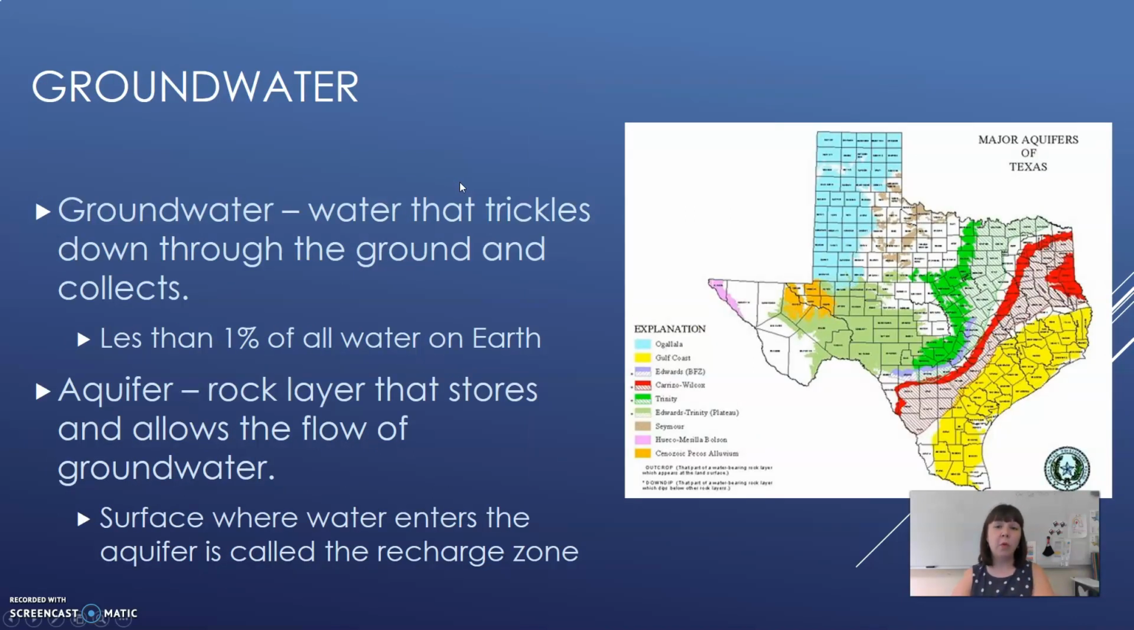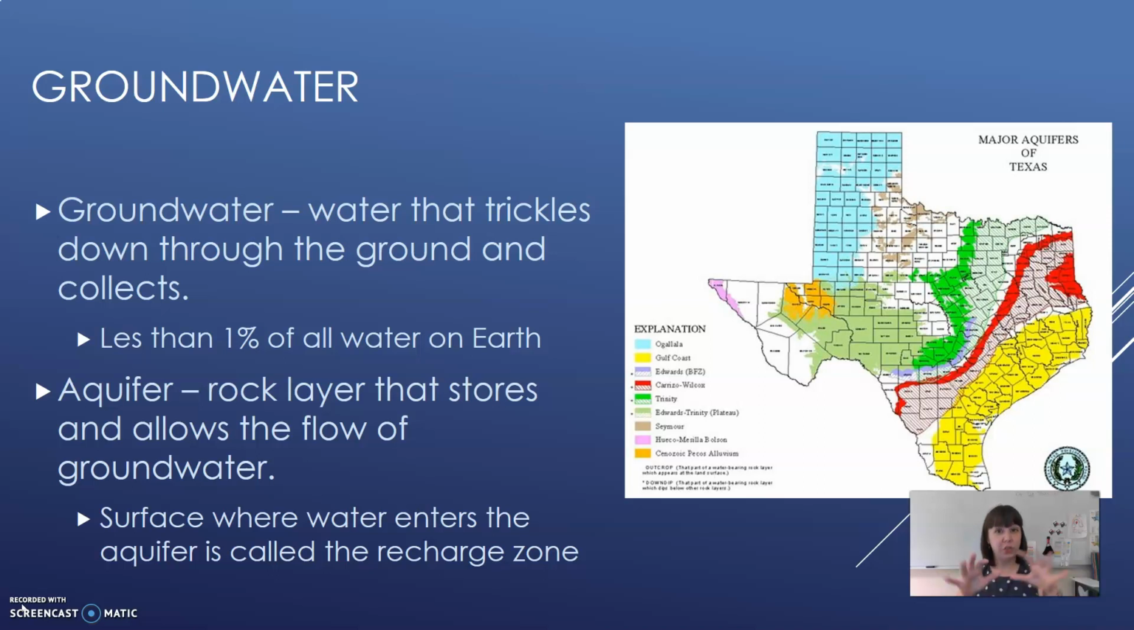All right, and then groundwater, that water that's underground, makes up less than 1% of all the water that's on Earth. Now, we call groundwater, or an area that can store groundwater, an aquifer, and that allows us to drill into that rock layer or soil and pump out water if we need it. And so that aquifer is where that water is stored and where we can access it.